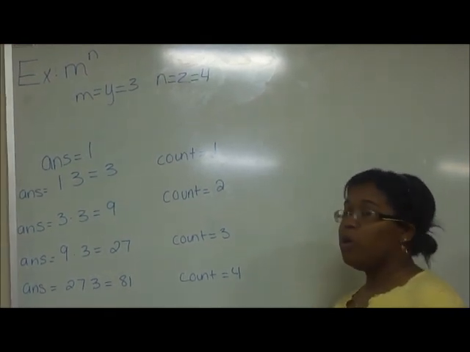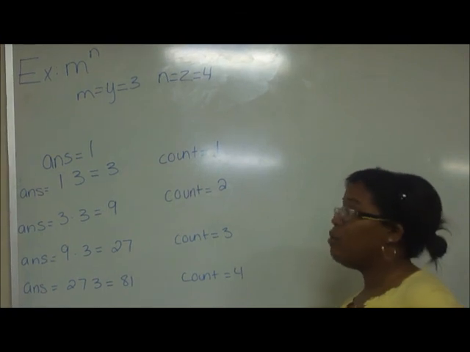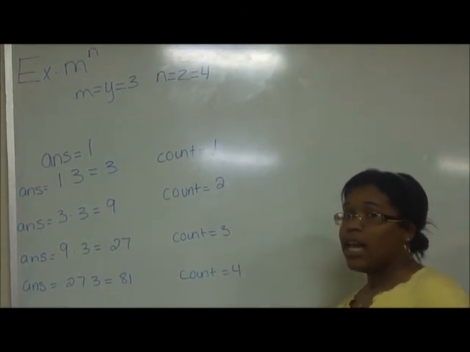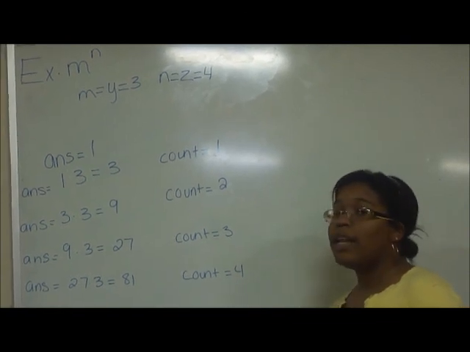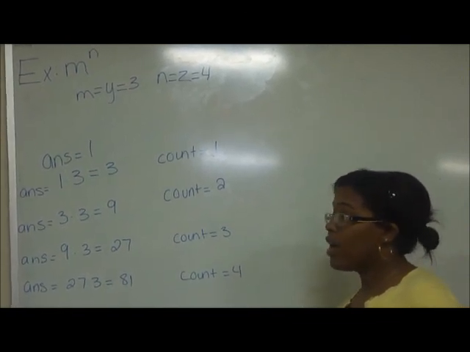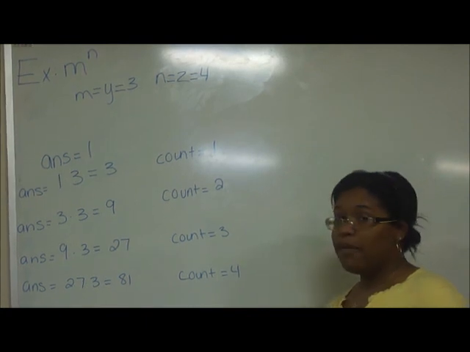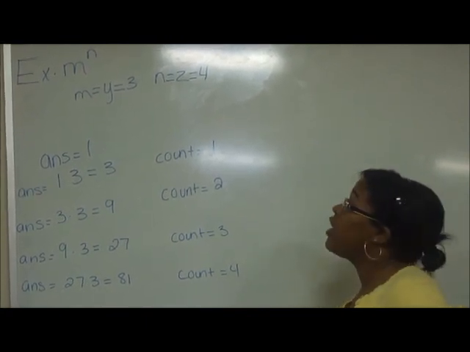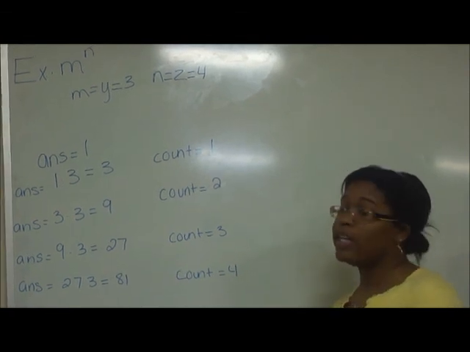So the first time we go through, we do 1 times 3, which gives 3, and count will be 1. The next time we multiply 3 times 3, and the answer is 9, and our count is 2. We multiply 9 times 3, we get 27, and our count is 3. We multiply 27 by 3, we get 81, and our count is 4. Since our count matches our n value, we are finished, and our final answer is 81.